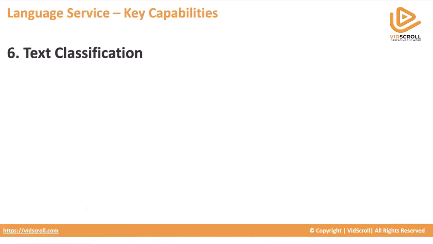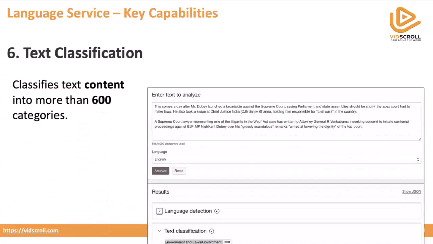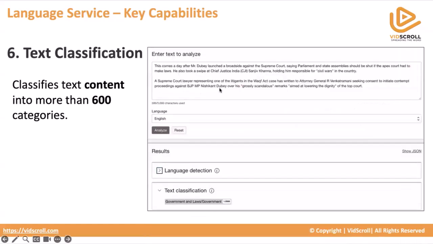The next is text classification. It classifies text content into more than 600 categories. For example, which subject the text belongs to. So this text that you have given belongs to government and laws. If you have given something like OCI or computer, it can detect, yes, it is related to the computer. So this is how the text can be classified into 600 categories. You see, government and laws.